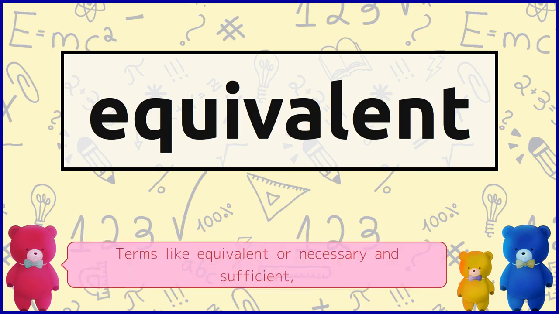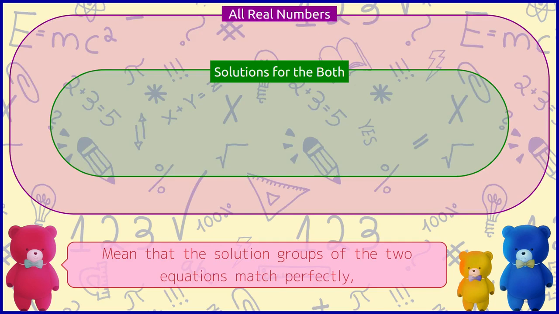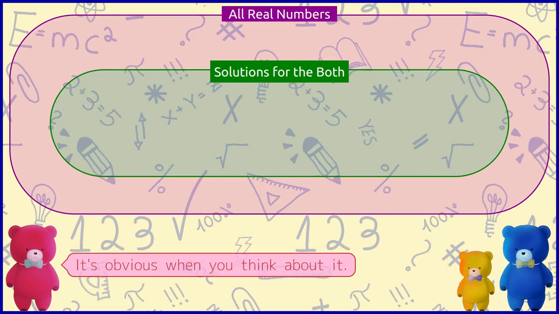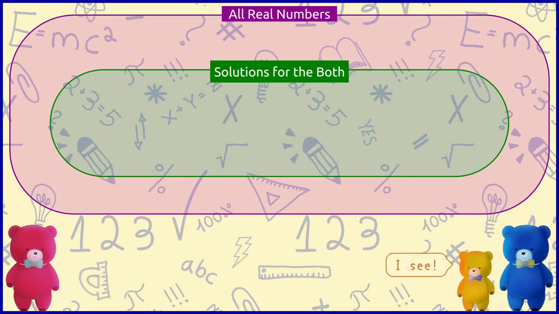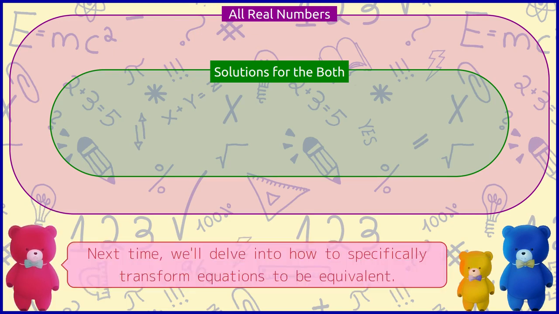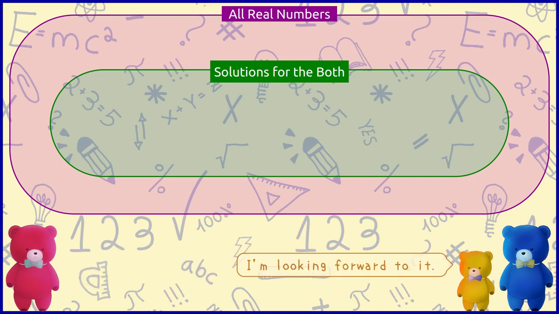Terms like equivalent or necessary and sufficient mean that the solution groups of the two equations match perfectly. It's obvious when you think about it. I see. I really get it now. Next time we'll delve into how to specifically transform equations to be equivalent. I'm looking forward to it.